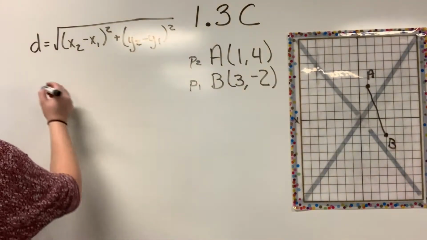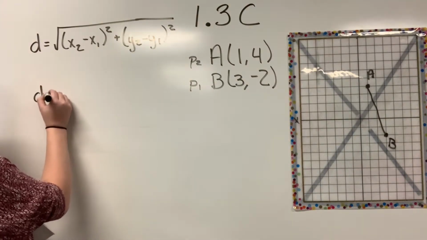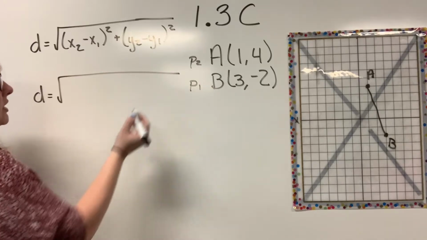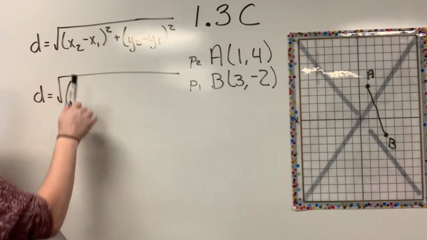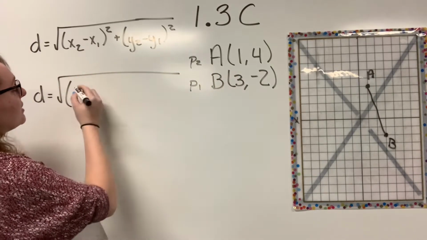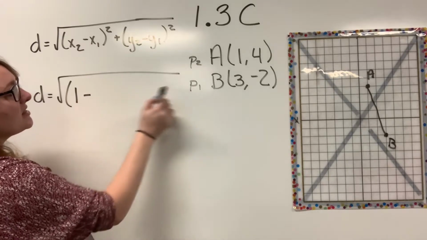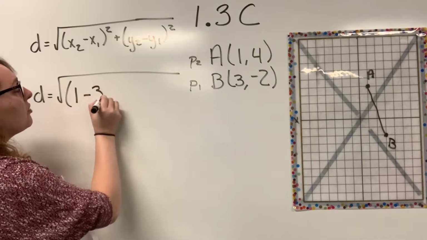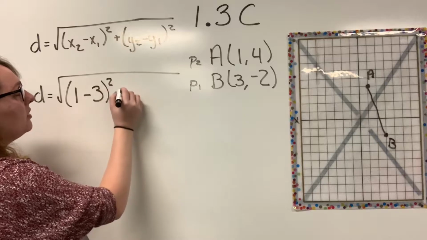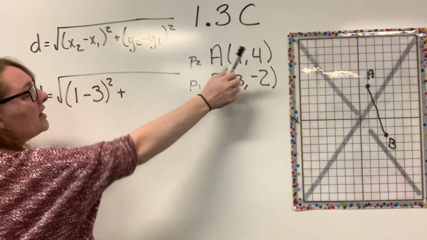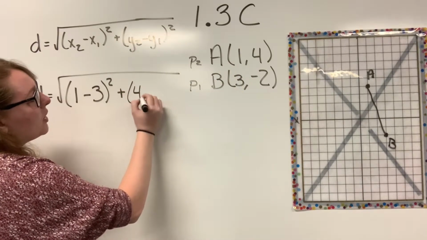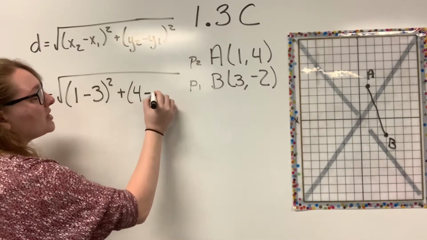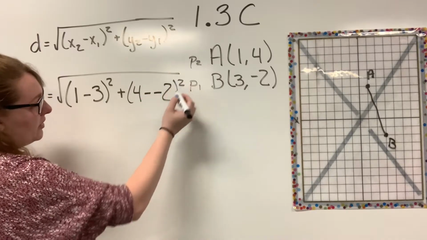So let's set up our equation. We keep our d is equal to our big square root. Parentheses, our x2 is a 1 minus our x1, which is a 3 squared, plus our y2, which is 4, minus our y1, which is a negative 2 squared.